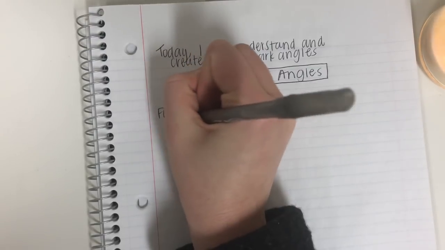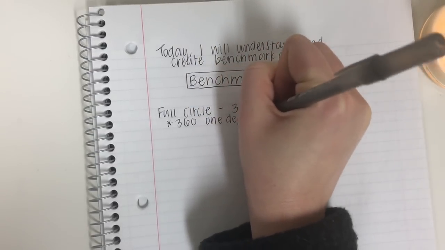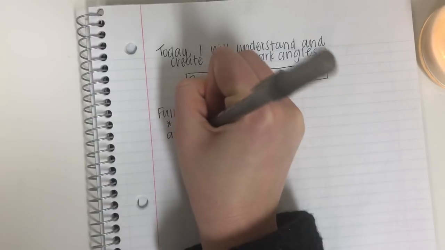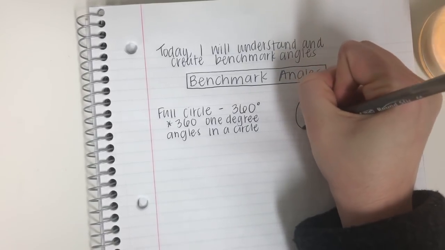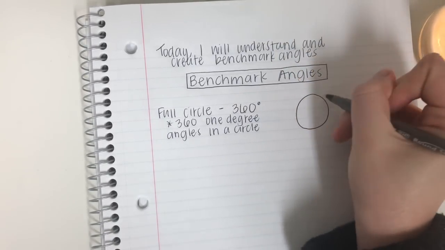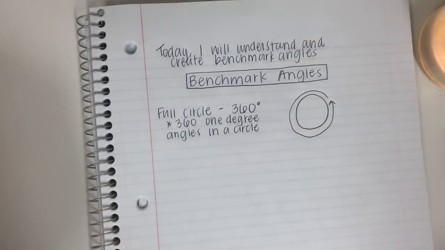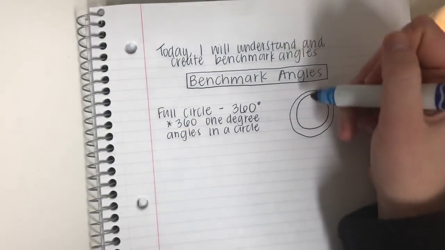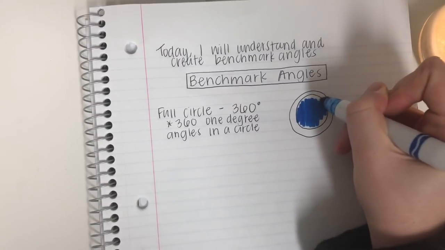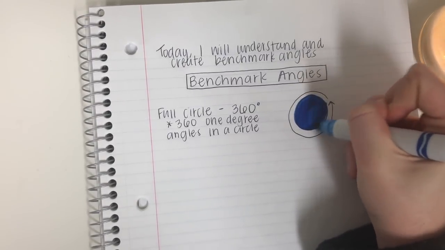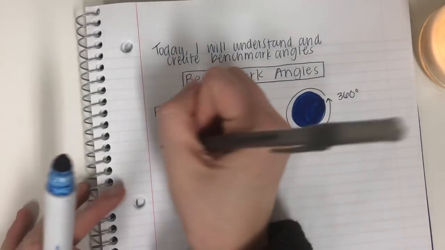So there are 360 degrees in a circle. If we drew a circle like this, this entire thing is 360 degrees. So I'm going to shade this entire circle in. This whole circle is 360 degrees. So a full circle is 360 degrees. Okay, now let's draw a line.